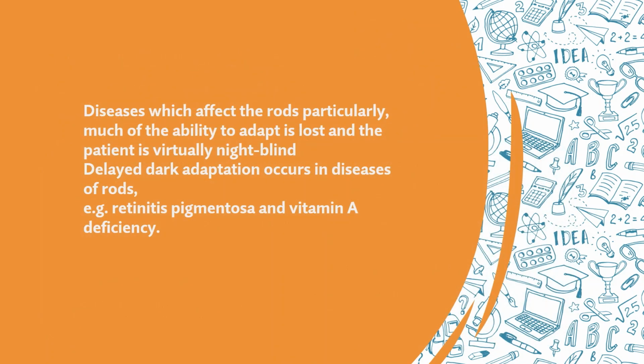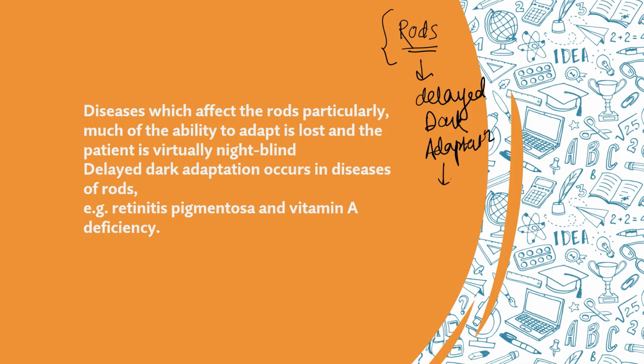Now, imagine a situation: which cells play the major role in dark adaptation? Yes, excellent, these are the rods. So what happens when the rods are affected? Your dark adaptation will be delayed or affected, right? So any disease which affects the rods will lead to delayed dark adaptation, and thus you will have problems in low light vision, such as at night, right? So the patient becomes virtually night blind in diseases which affect the rods particularly, and these are retinitis pigmentosa and vitamin A deficiency.